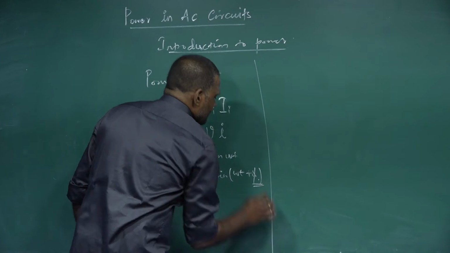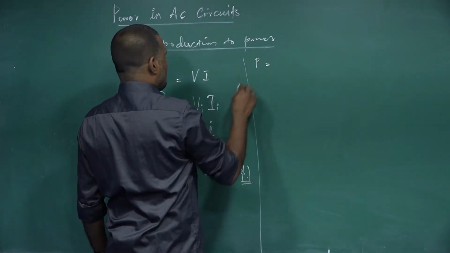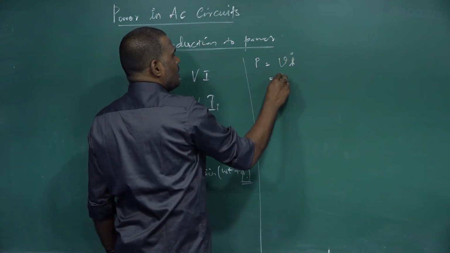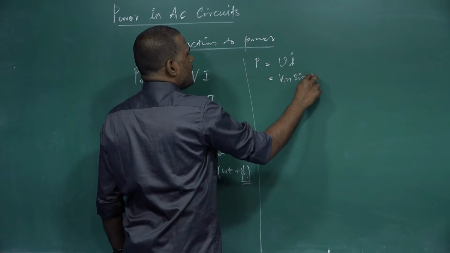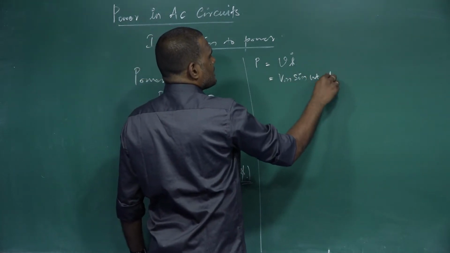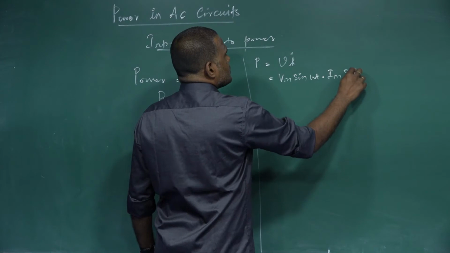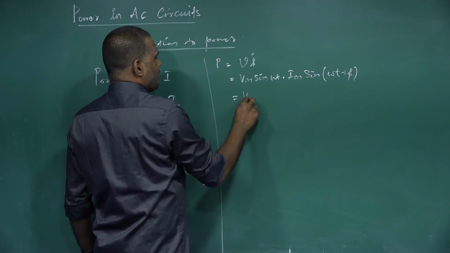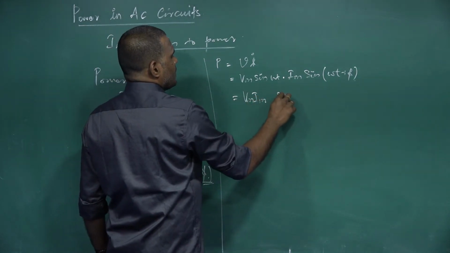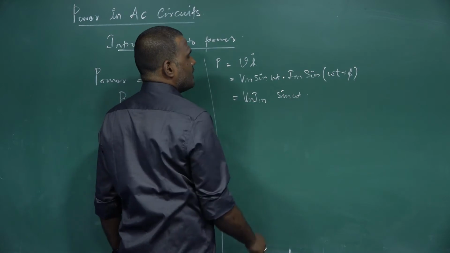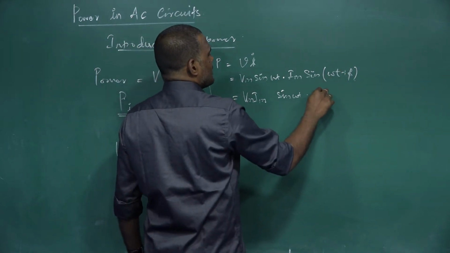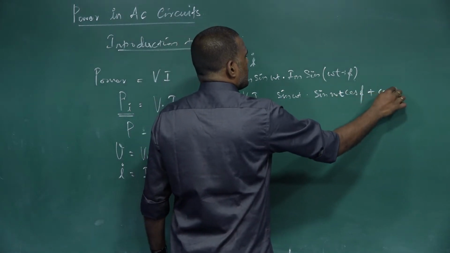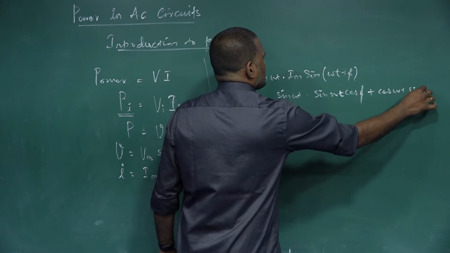To calculate the instantaneous power, we are going to take the product of voltage and current. Voltage is Vm sin omega t. Current is Im sin(omega t plus phi). Vm and Im can be taken separately. Sin omega t is there, and then sin(A plus B) is sin A cos B plus cos A sin B.